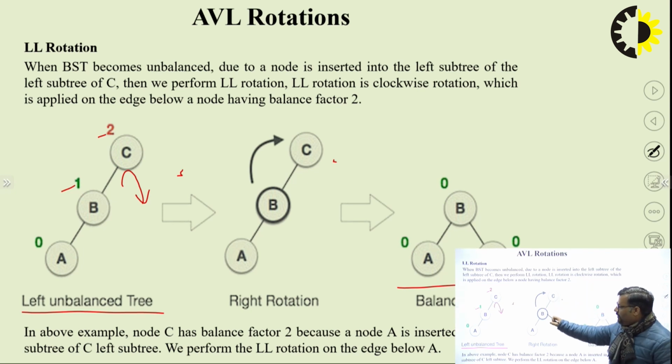B also has a child, C also has the child B. After the pulling, B becomes the parent of C and A, and this is the balance factor. Got it?